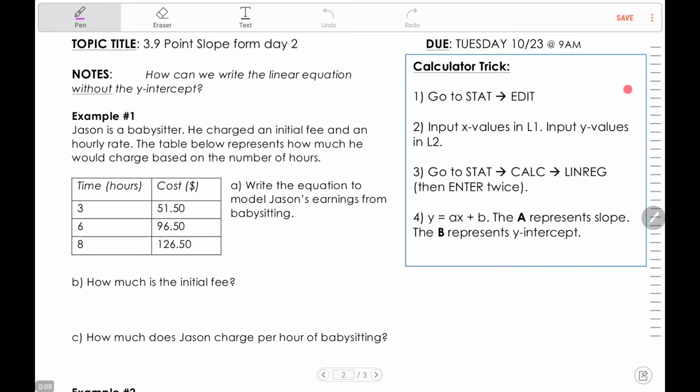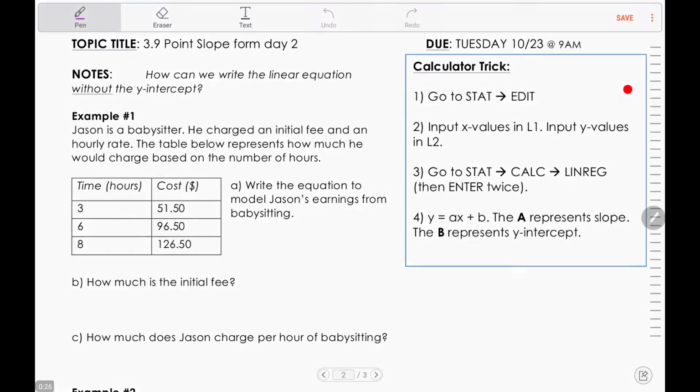And today we're going to talk about writing a linear equation without the y-intercept. So the first example is a word problem. Jason is a babysitter. He charged an initial fee and an hourly rate. The table below represents how much he would charge based on the number of hours.